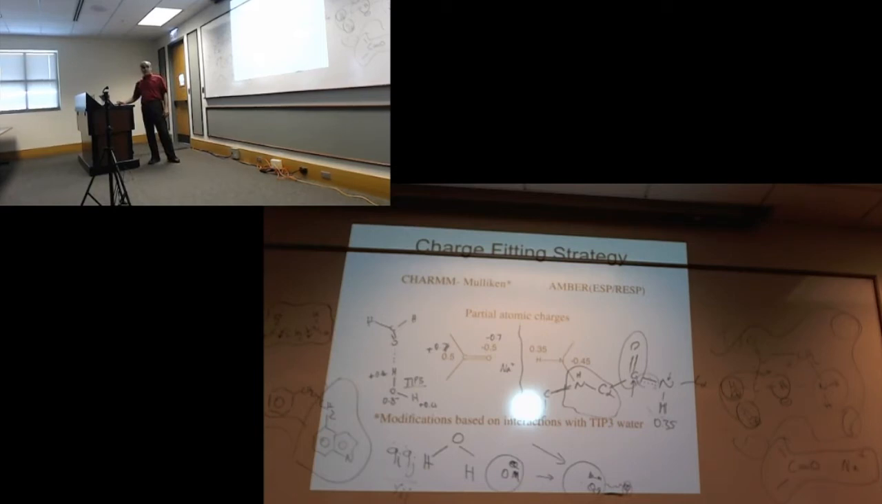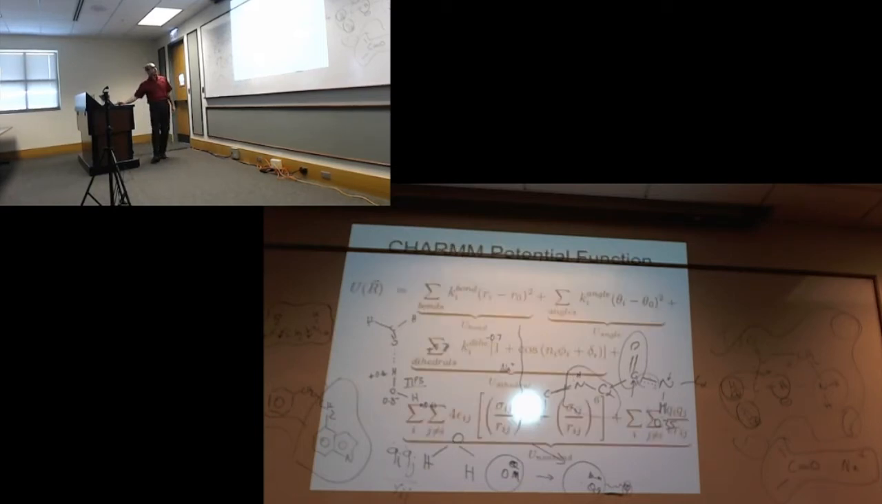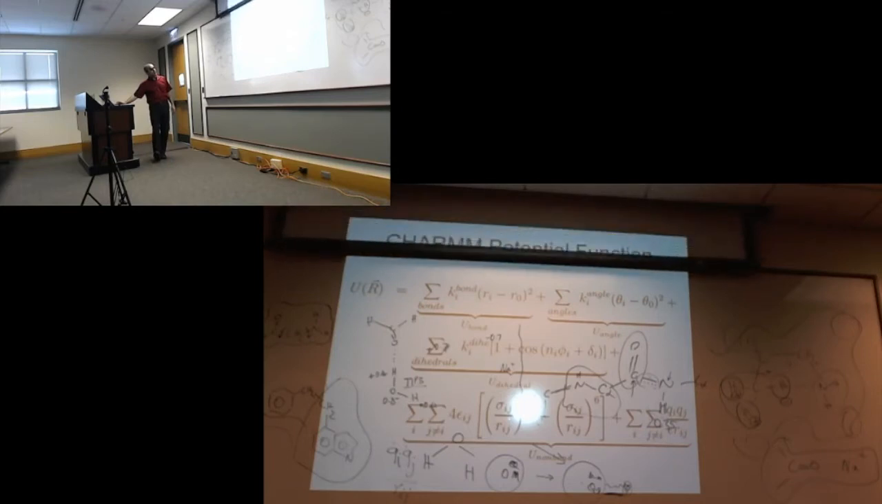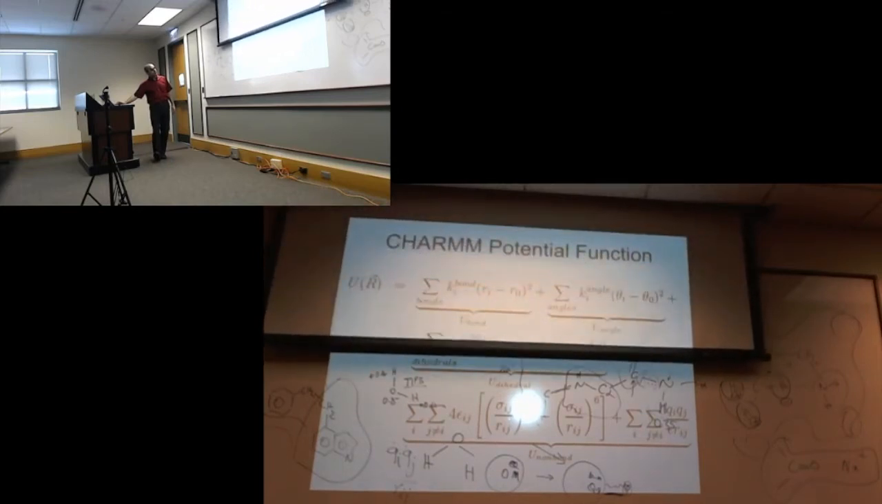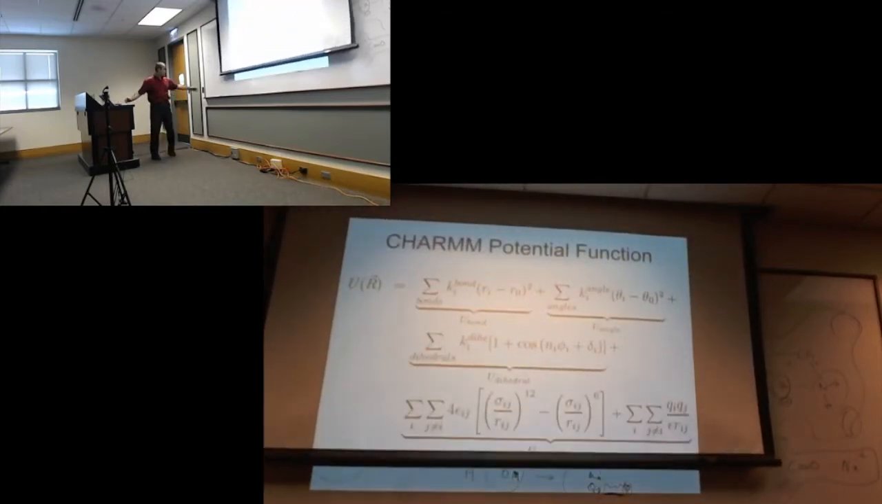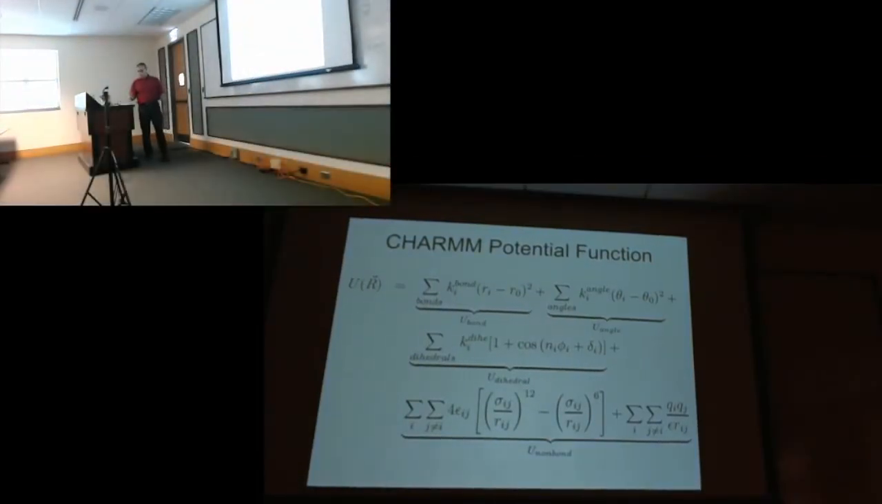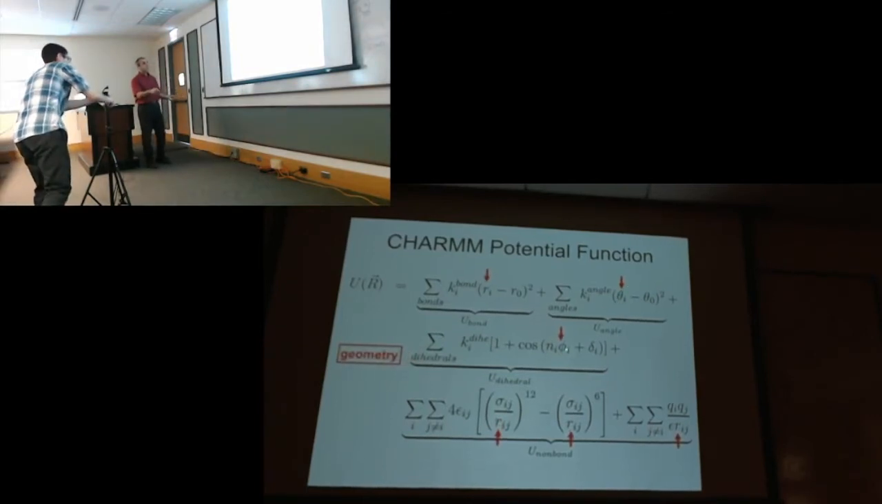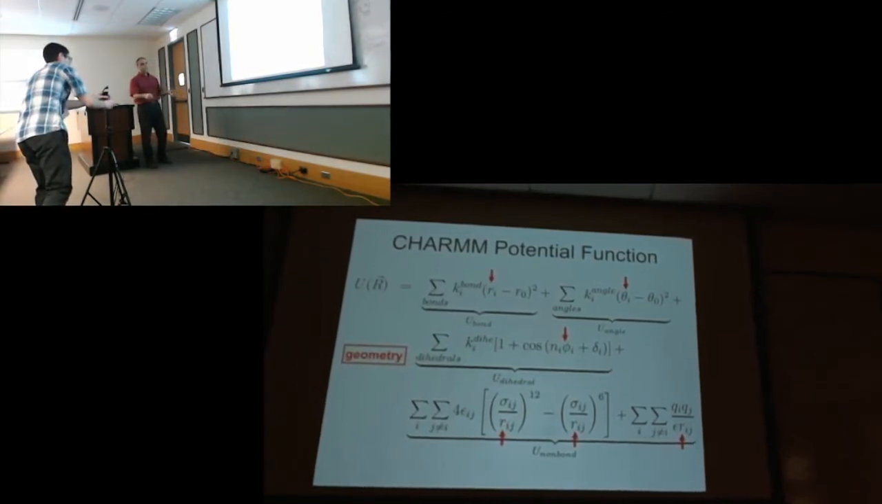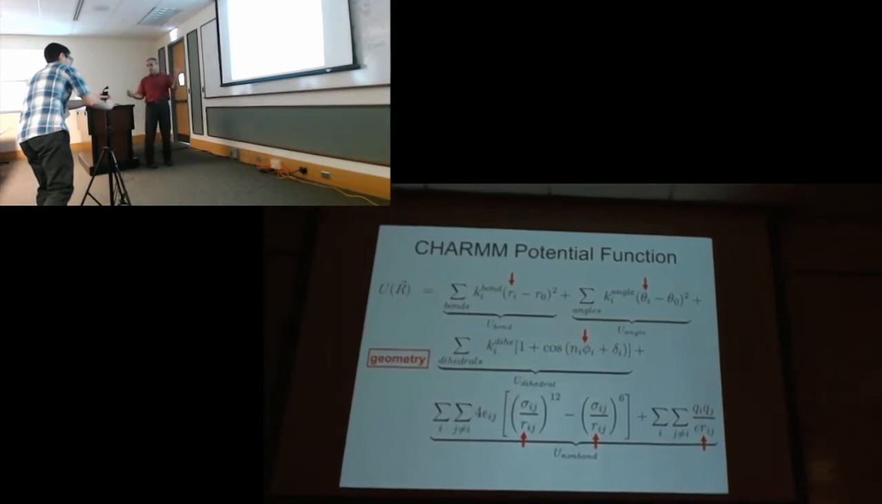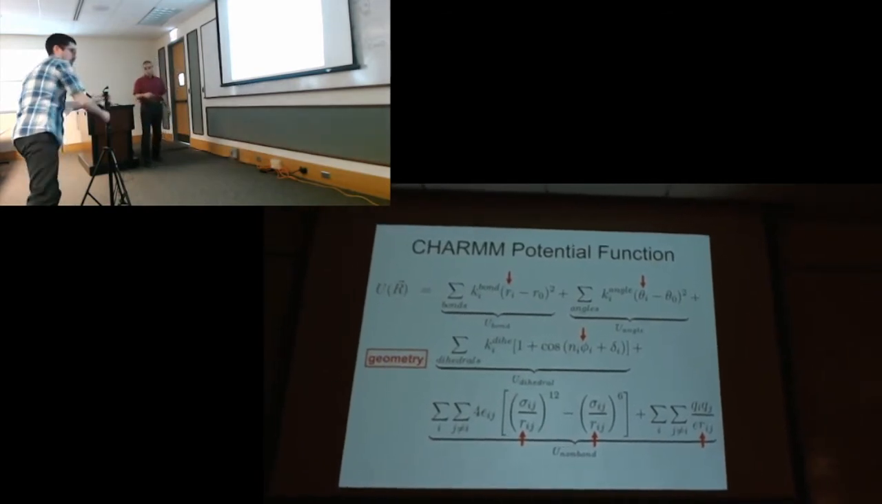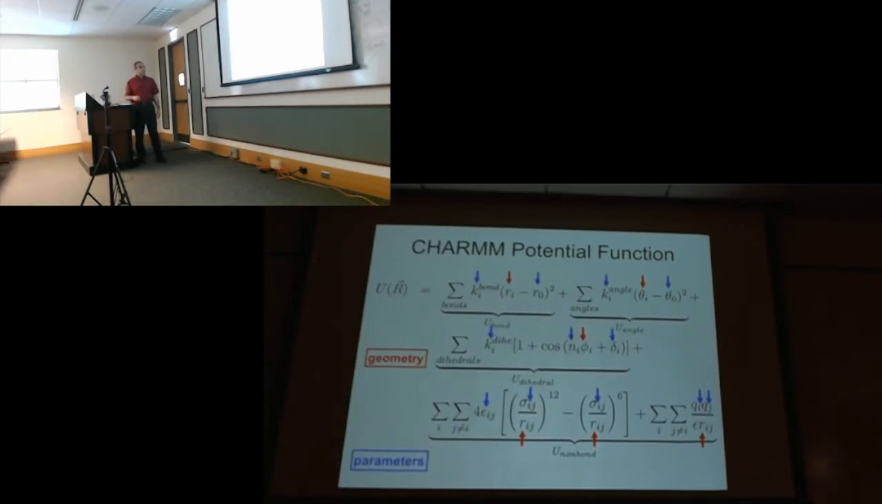Okay, so let's go back, please. Thanks. All right, going back to this, we talked about this potential energy function. Many of these things come from the geometry of the system. At every time point, the program calculates these things for you, or initially they come from your initial structure.